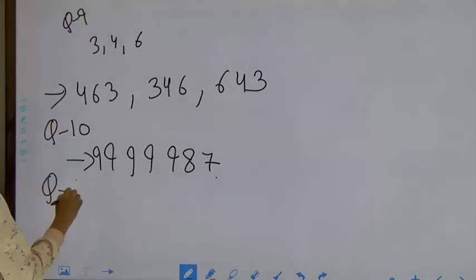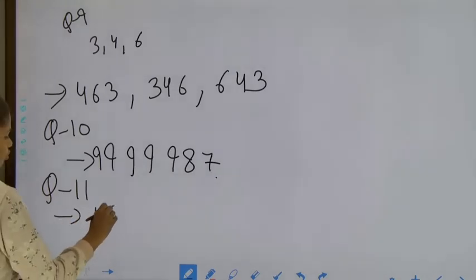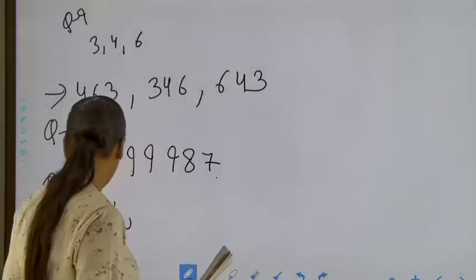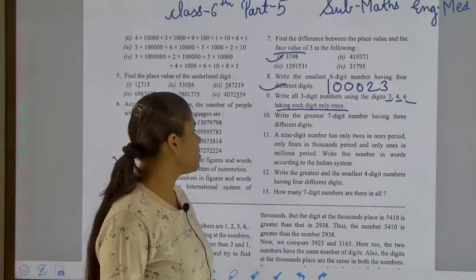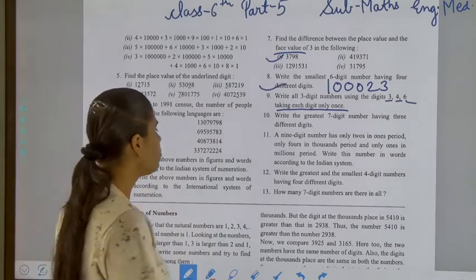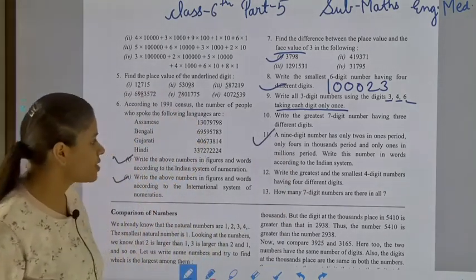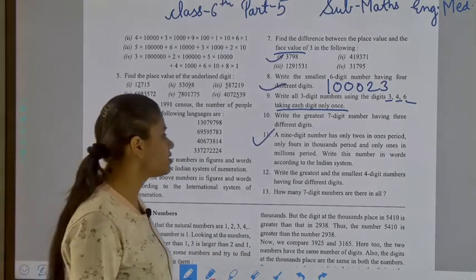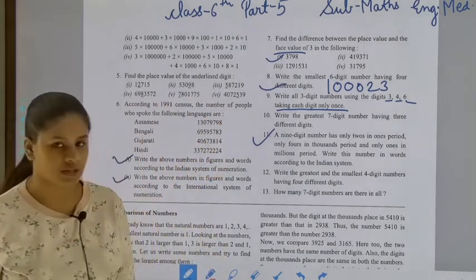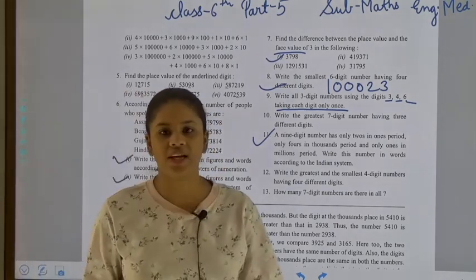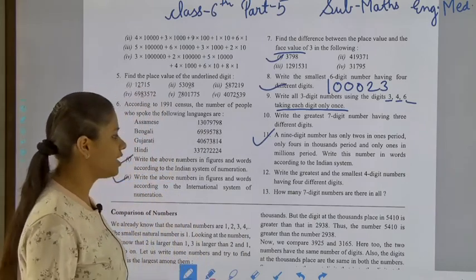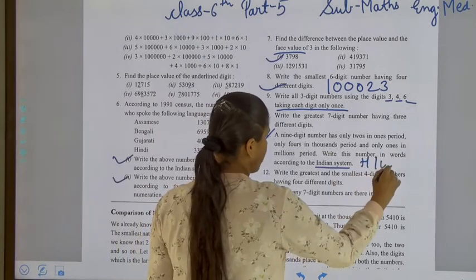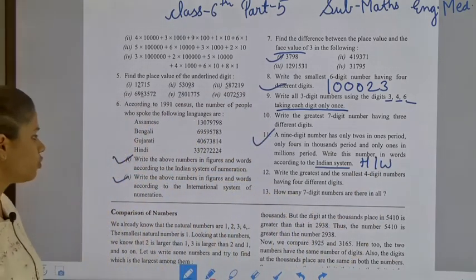क्वेश्चन नंबर 11 इज योर होमवर्क. You have to do it yourself. That is, a 9-digit number has only 2's in the ones period, only 4's in the 1000 period and only 1's in the millions period. Write this number according to the Indian system. Students, this question is given in the international system. You have to write it according to the Indian system. So this is your homework. You have to do it yourself. Now move to the next question.